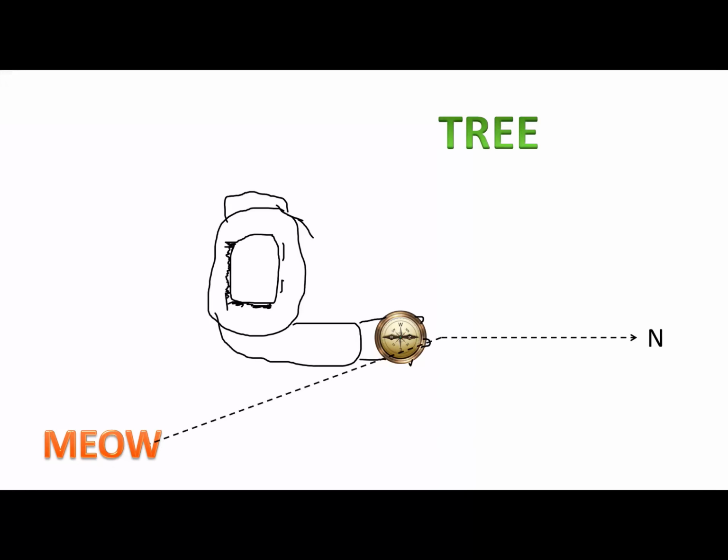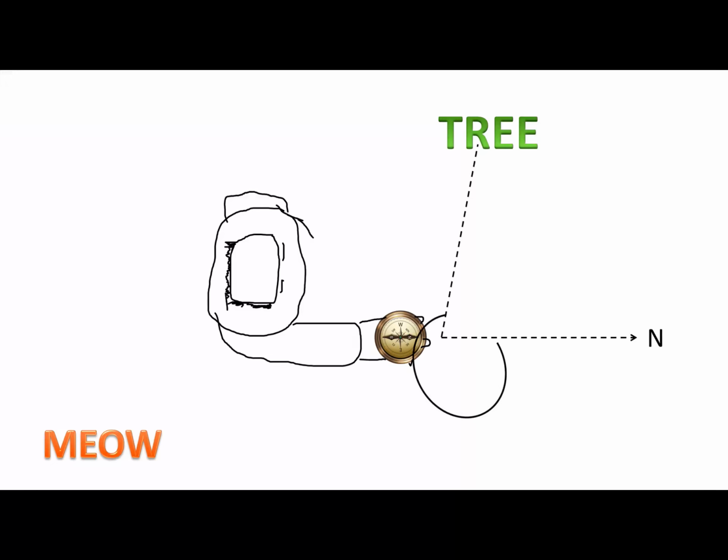Okay, now the crucial part. The bearing is from the north line to the line of sight clockwise. So how do you draw it? Yes, it's like this. So this is the bearing of the cat from the person. Next, let's find the bearing of the tree from the person. Okay, this is the line of sight. How do I draw an angle from the north line to the line of sight in a clockwise manner? Yes, it is this angle.